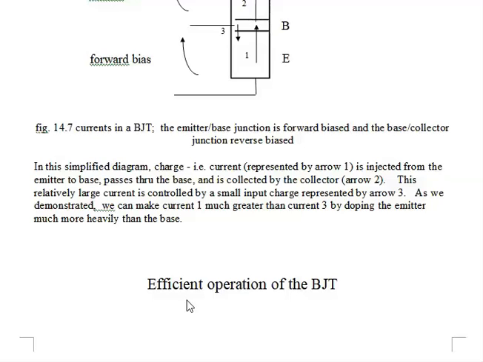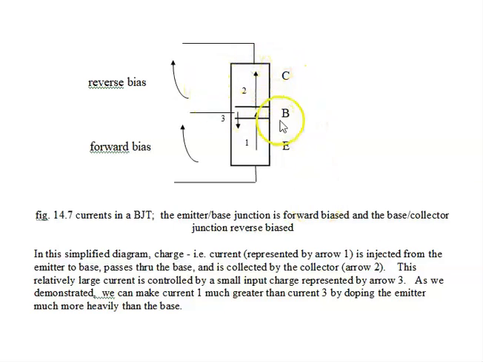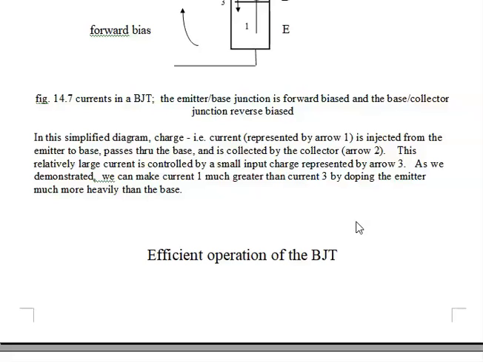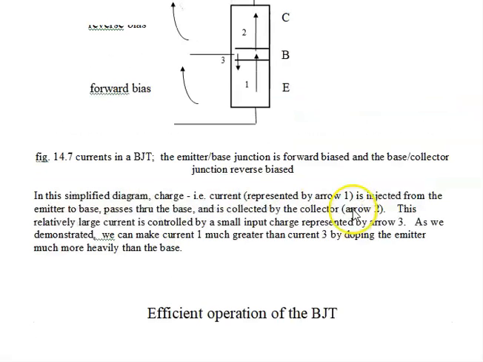Okay, very simple. We haven't talked about, in this particular case, any charge which comes from the collector into the base. That we'll add later on. But arrow 1 is current injected from emitter to base, and that passes through the base and is collected, and that is denoted by arrow 2. This is a relatively large current, which we mentioned before, which is controlled by a much smaller current, represented by arrow 3. Why is arrow 3 less than arrow 1?